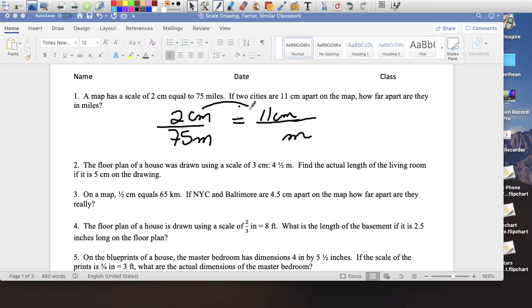Relationship, which would be times 5.5, right? So at the bottom is times 5.5. So 75 times 5.5 equals 412 something. But in actual life, it's 412.5 miles apart.